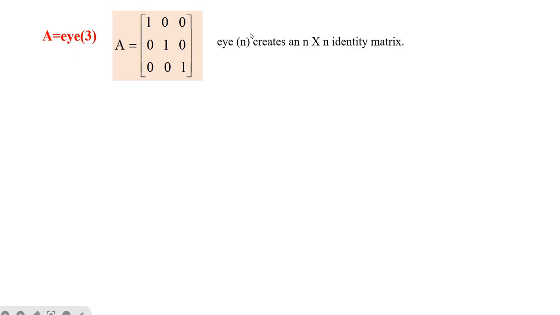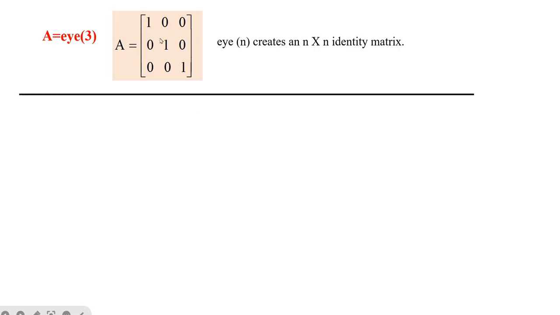So first we'll see what an I matrix is. Here A is equal to I of 3. Whenever you write this command in MATLAB, you will get this matrix, that is A is equal to 1 0 0, 0 1 0, and 0 0 1. This will be displayed in the command window. So here it has created an n cross n identity matrix, that is 3 cross 3.